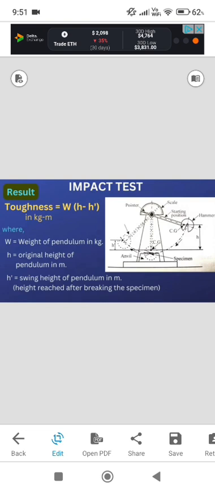It determines the low temperature toughness for valves and piping. In defense and armor, it tests the ability of armor plates and protective equipment to absorb energy from high speed projectiles. That's all about the impact test.